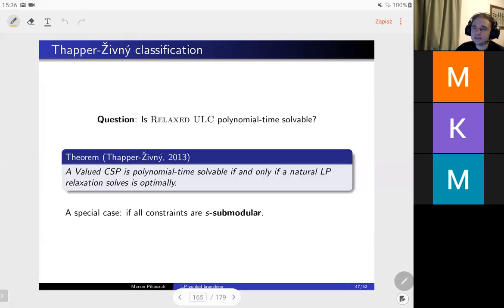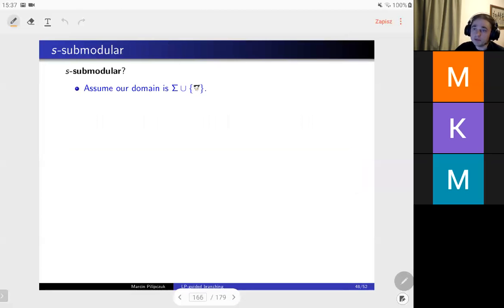The point is that this is polynomial time solvable if all constraints are something called submodular. This will resemble submodularity from cuts. The name comes from the cuts, because you can phrase the cuts as submodularity. But there is a special case of constraints, called a submodular, which always gives a polynomial time solvable valued CSP. And that is a case where you have a constraint where the domain has a joker. So there's one designated value of the domain, and we call it a joker.